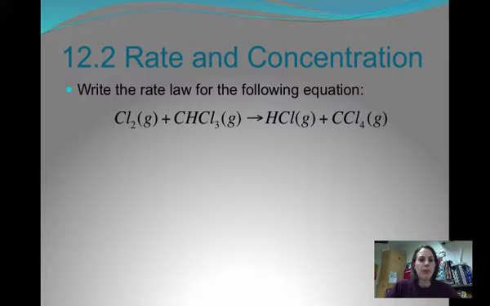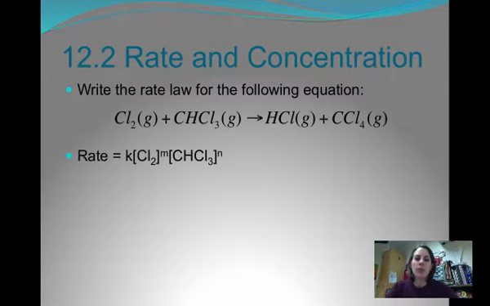Here's another example equation that you can write the rate law for. Go ahead and pause it right now and write the generic rate law for that particular equation. After you've paused, you should have come up with this for the rate law: the rate is equal to k, a constant, times the concentration of chlorine raised to the m power times the concentration of trichloromethane raised to a different power.